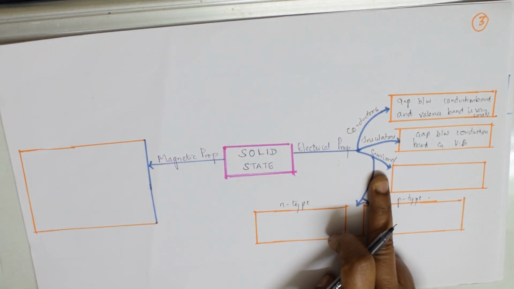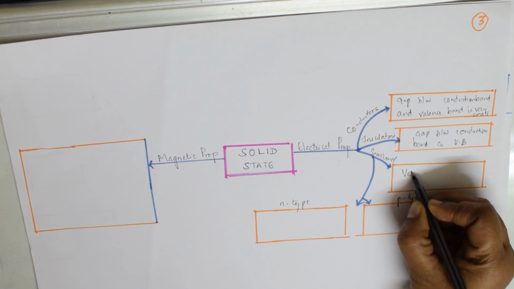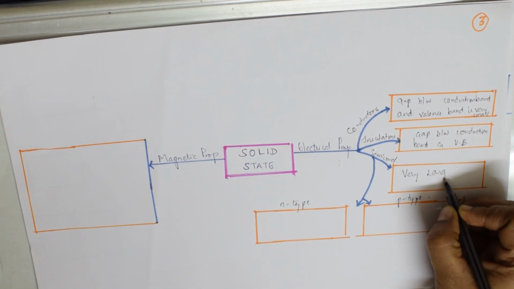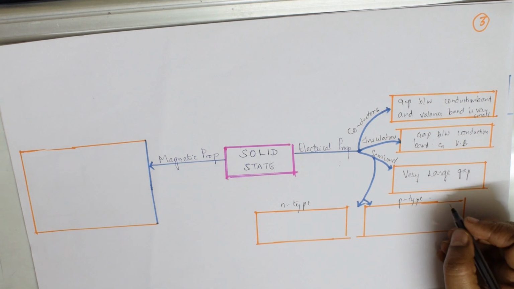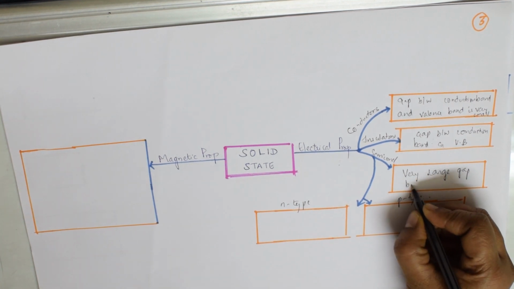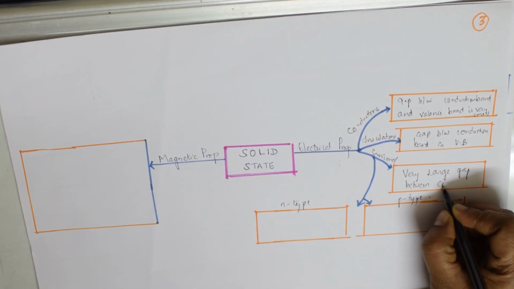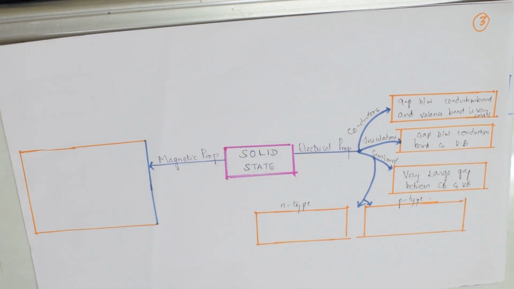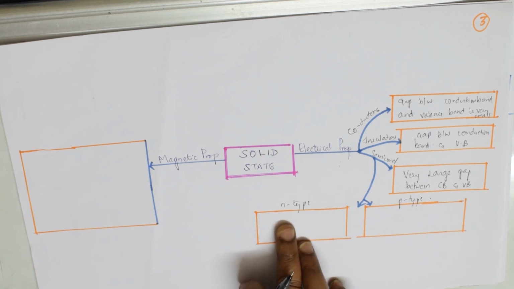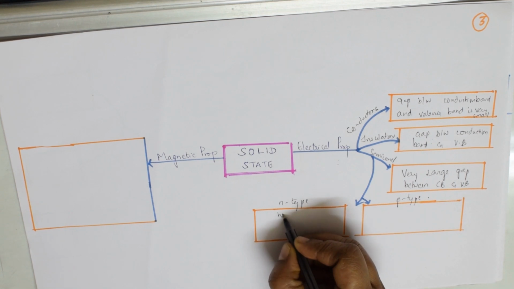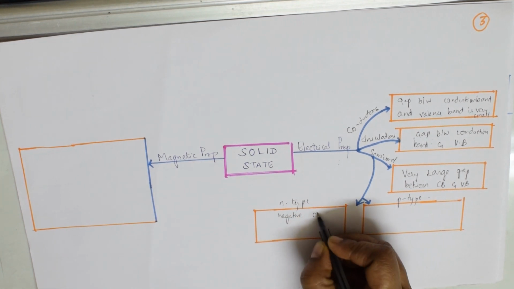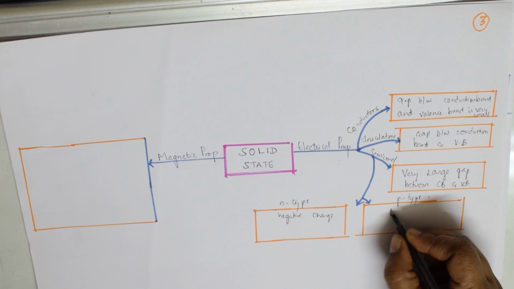Next comes semiconductors. So what are semiconductors? Basically there is a very large gap compared to this, very large gap between conduction band CB and valence band VB. So silicon and germanium, we remember group 13, 14, 15, we start doping them, then we get 2 varieties of semiconductors. So in N-type semiconductors, that is nothing but the negative charge, in this case negative charge, and in P-type positive charge.